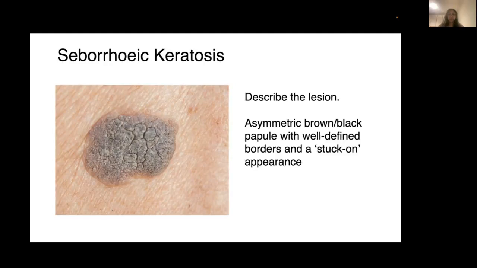So I would describe this as asymmetric. It's not symmetrical, it's brown and black in colour. I'd describe it as a papule because it's a bit hard to tell from the image, but it's likely a raised lesion. The borders are quite well defined, and it's kind of got that stuck-on appearance. It looks like someone's got a sticker and stuck it onto the skin. Anytime you hear that phrase stuck on, people are typically talking about seborrheic keratoses.